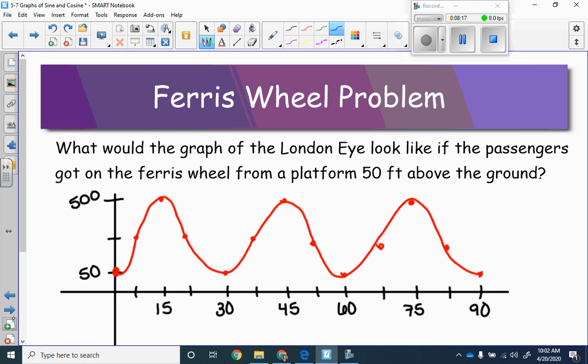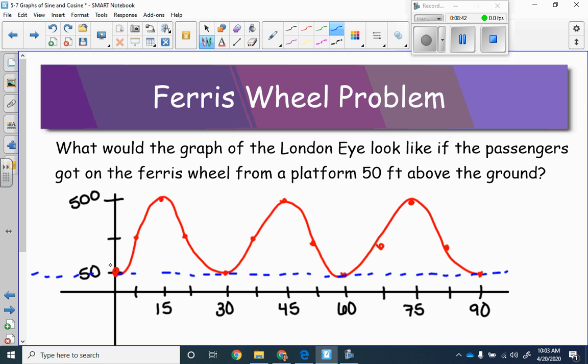The next one, you are changing where you got onto the Ferris wheel from. Here, you aren't getting on at ground level. You have to walk up a couple steps and get on. Some of you might have had a different graph, but because you're getting on that platform, and that's where it hits its lowest point, your Ferris wheel is not going to dip down and go below that 50 feet.